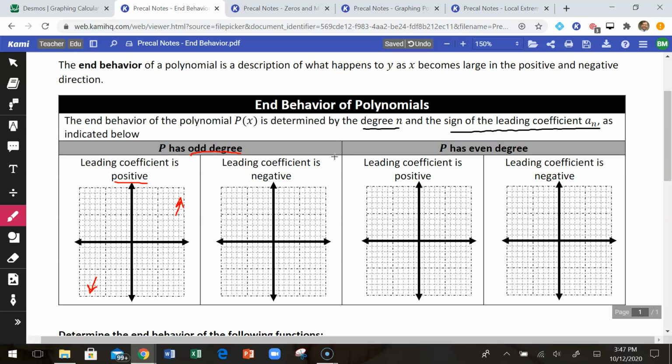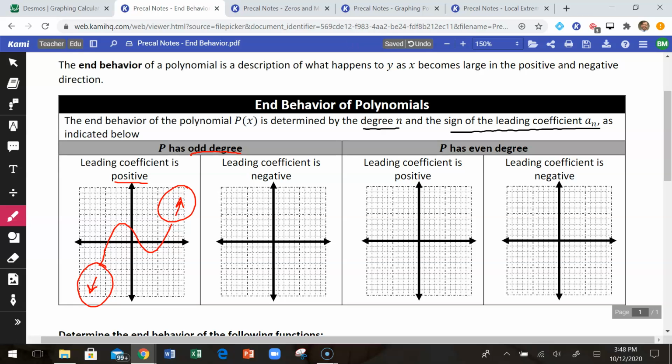Now again, you could have a lot of things going on in between, but what that tells us is if we go forever to the left, the graph will be going down, and if we go forever to the right, the graph will be going up. You could be doing a lot of different things in between there. I could be doing something like that. But the focus is on what's happening at the ends of our graph.